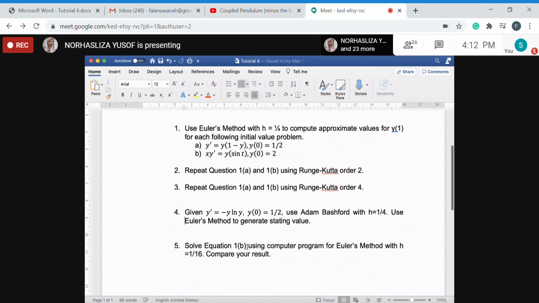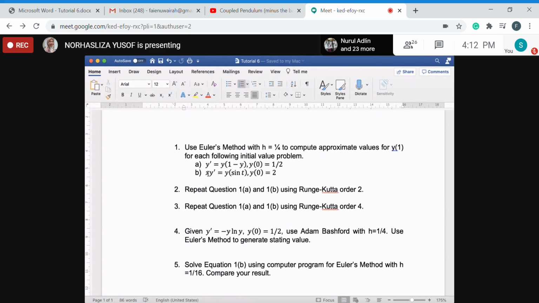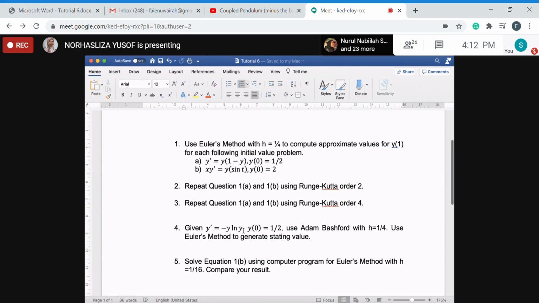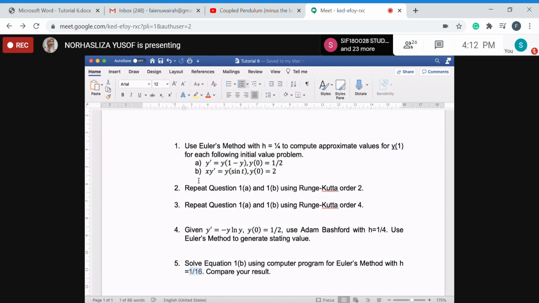And then number 5 is by using the equation, the coding that I just showed you just now. You're going to solve for 1b because we have both x and y. And then we solve it by using a very small h, which is 1/16. Okay, you solve it and then you try to get your answer. Although it is different in terms of decimal places, this one should get you greater accuracy.